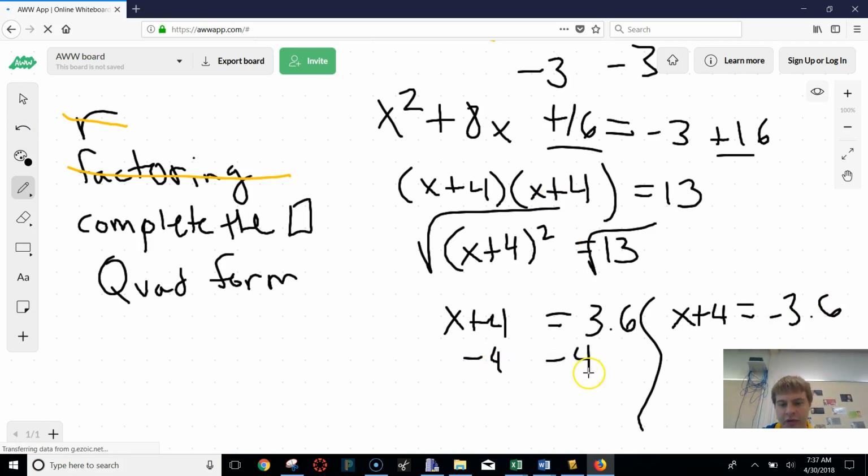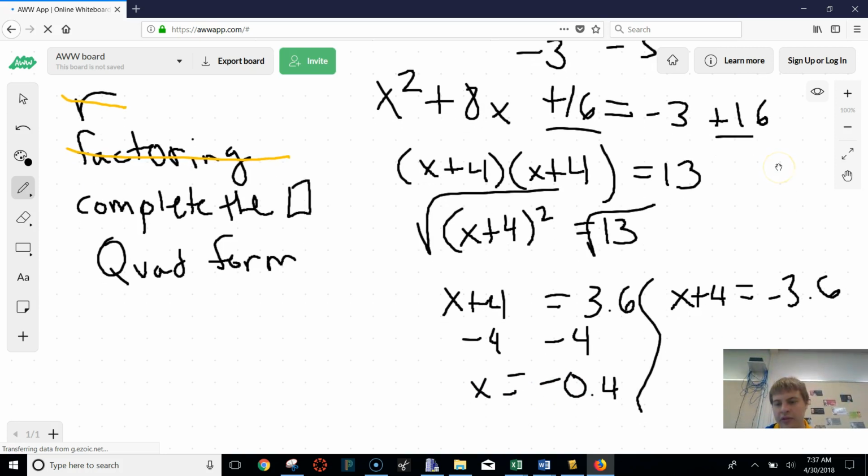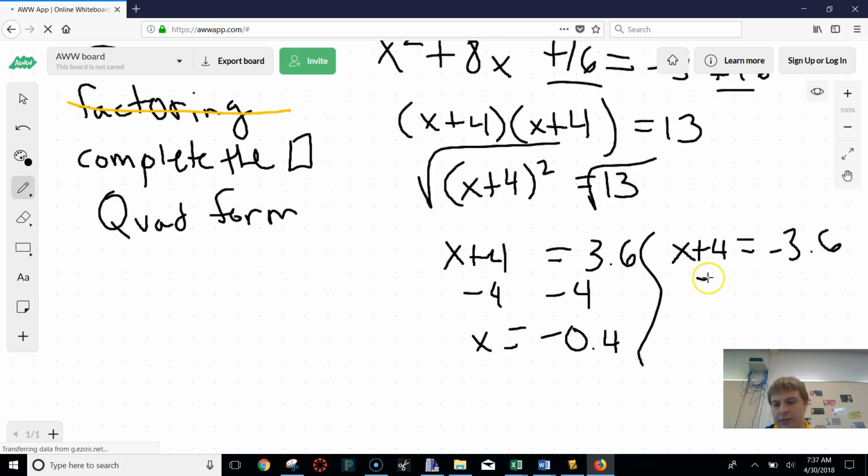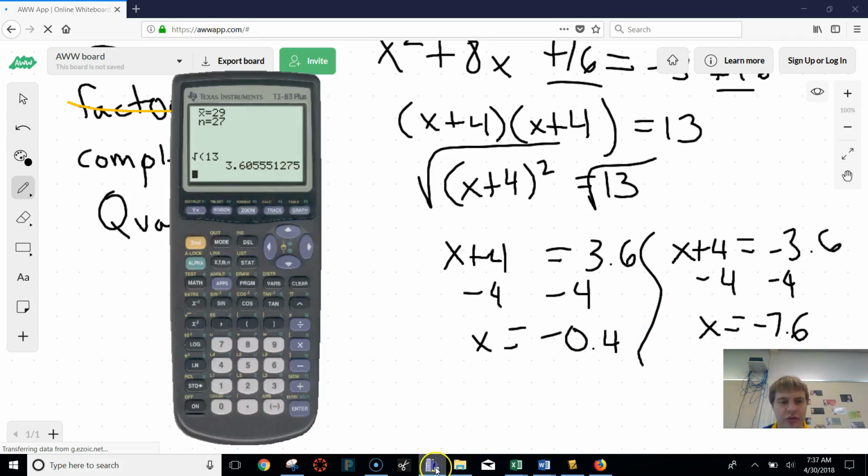I'm then going to subtract 4 from both sides. That's going to give me negative 0.4. And here, when I subtract 4 from both sides, that's going to give me x is equal to negative 7.6. So those would be my 2 answers. On those square roots, you can just round to the nearest tenths place, just because those things go on forever and they're really not the best to try to find exactly what it is. Let's try the next problem.